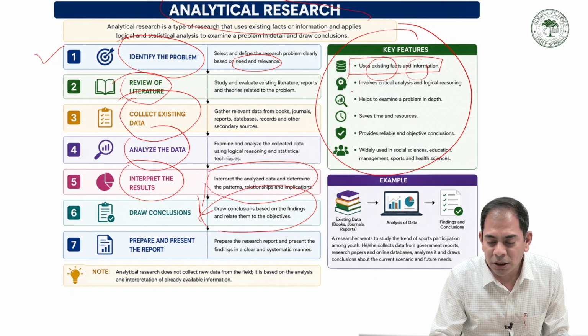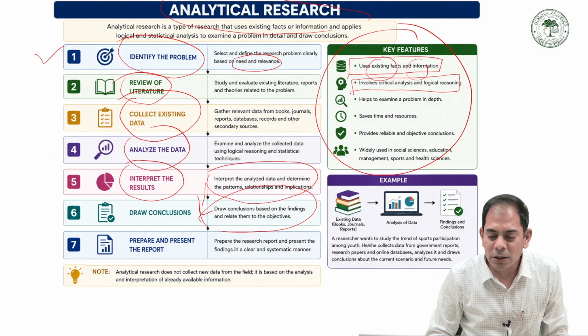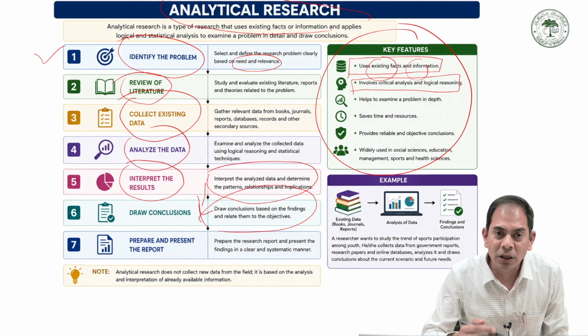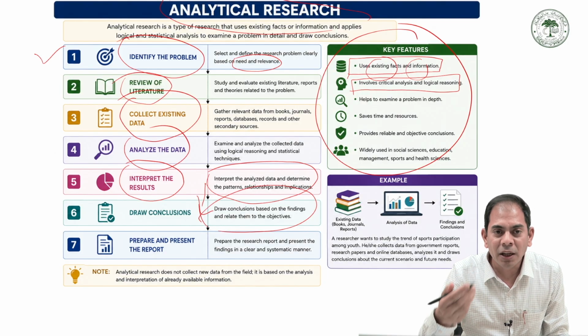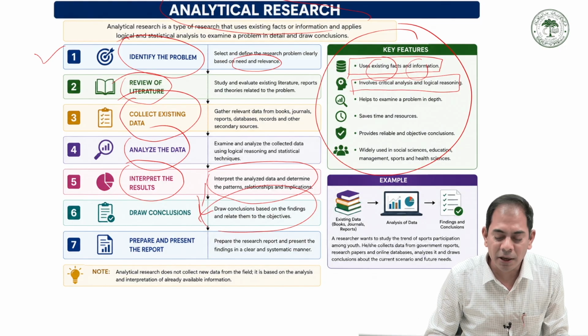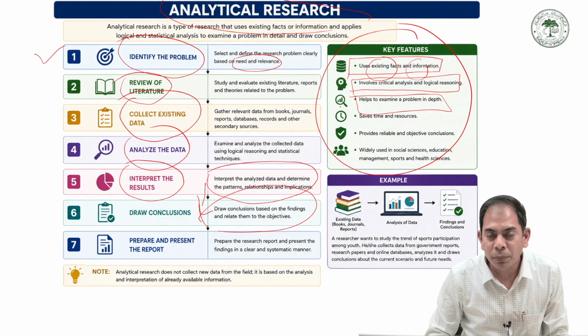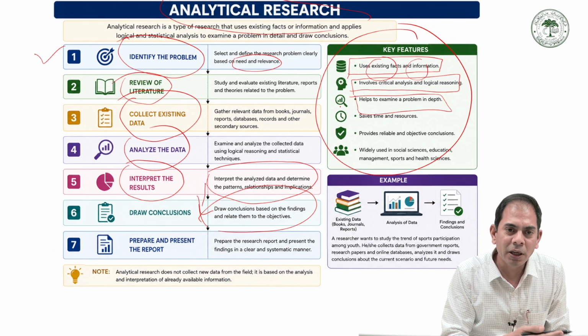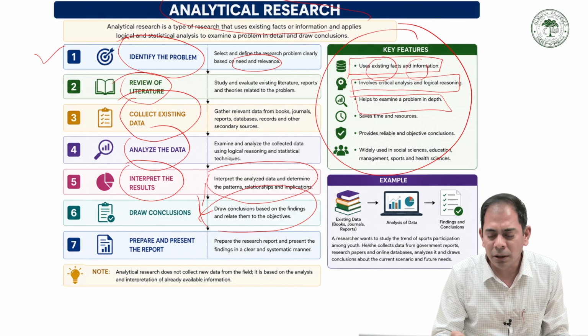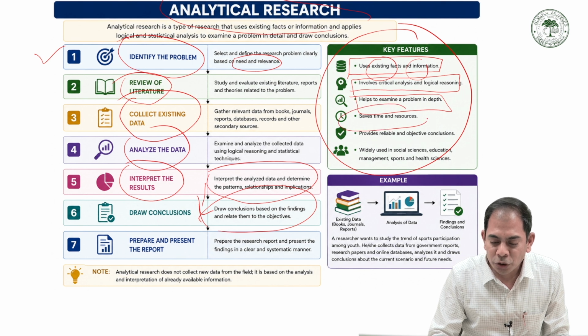The next important thing is that analytical research involves critical analysis and logical reasoning. We can critically analyze the existing data. Next, analytical research helps to examine the problem in depth, because we collect primary and secondary data, save time and resources. It provides a reliable and objective conclusion for your research. And this is an important thing.